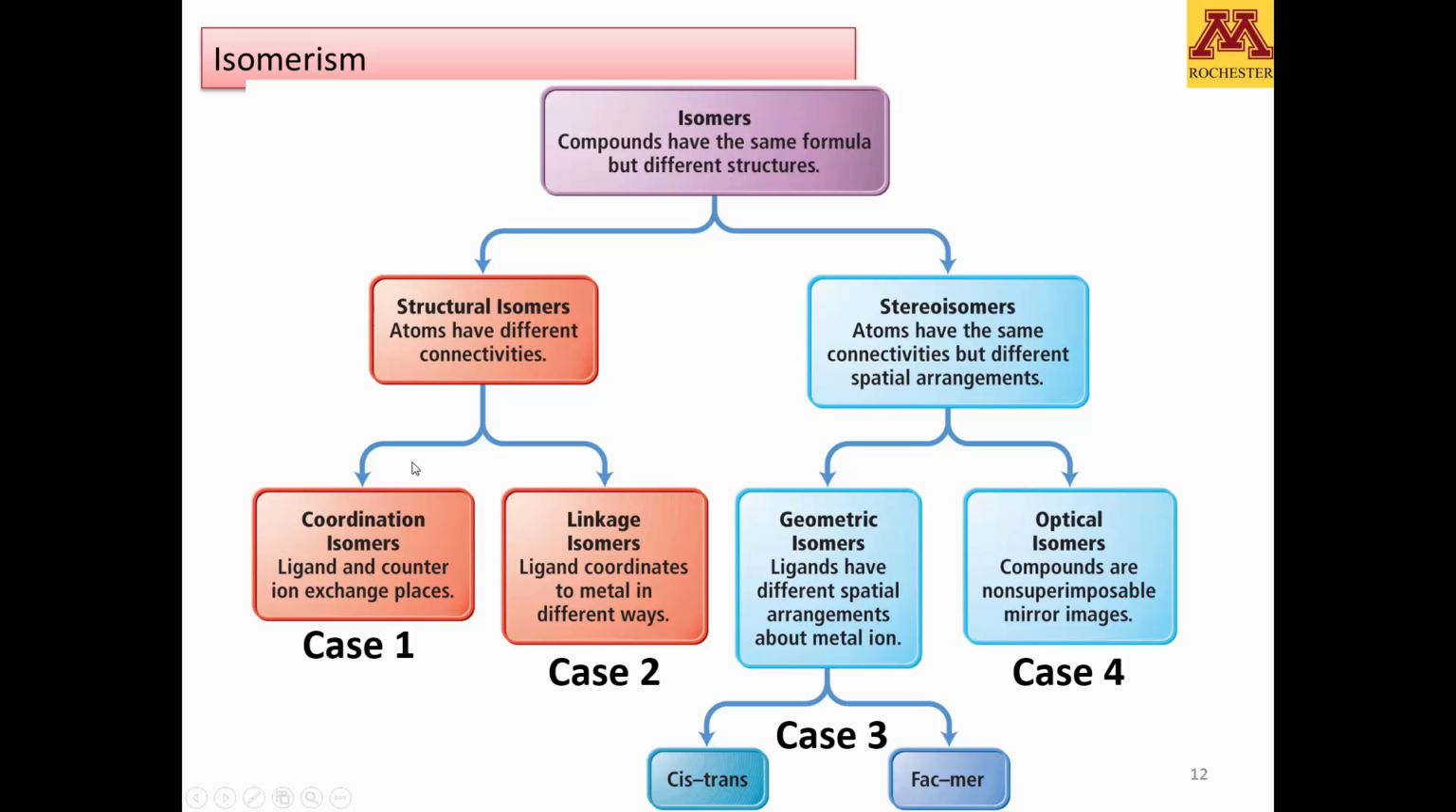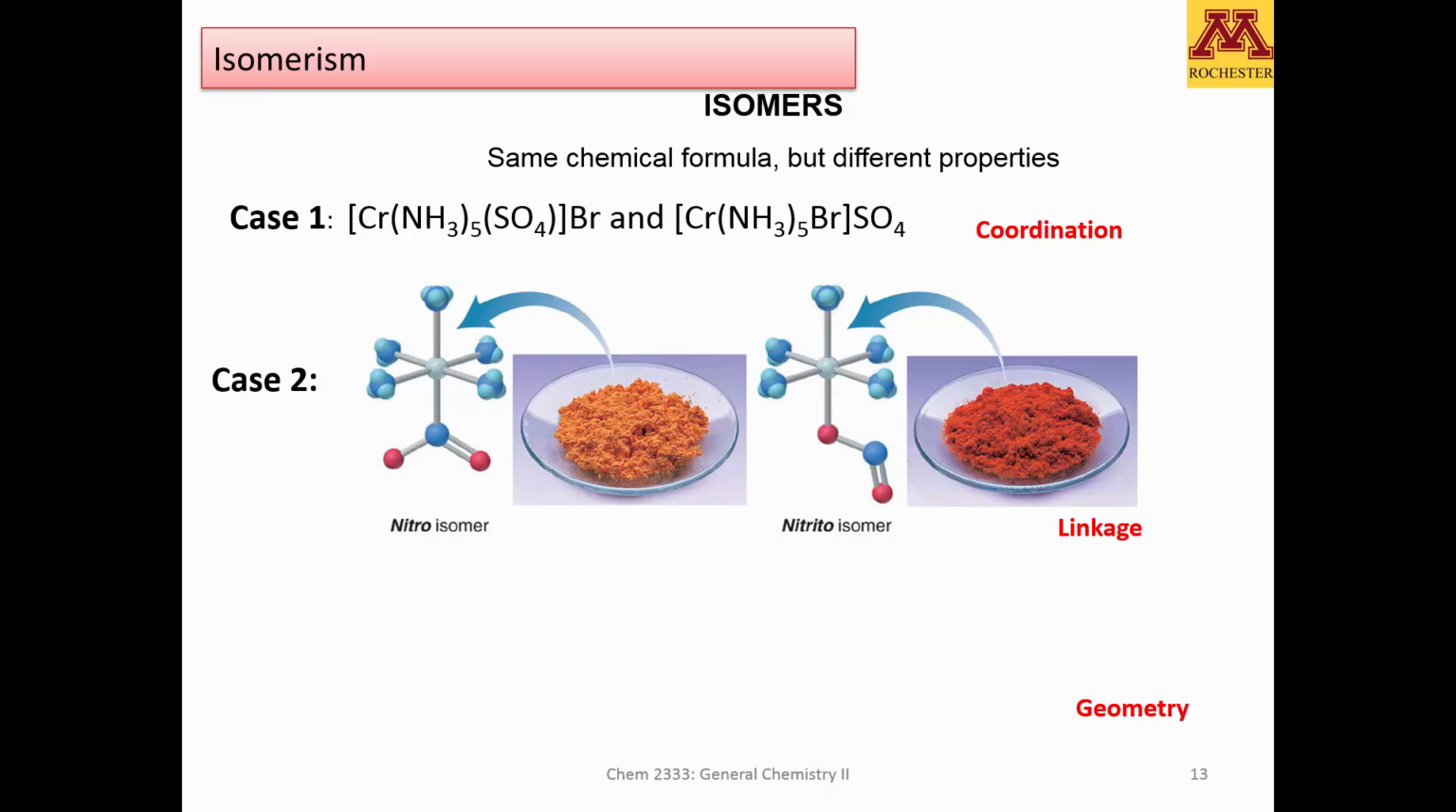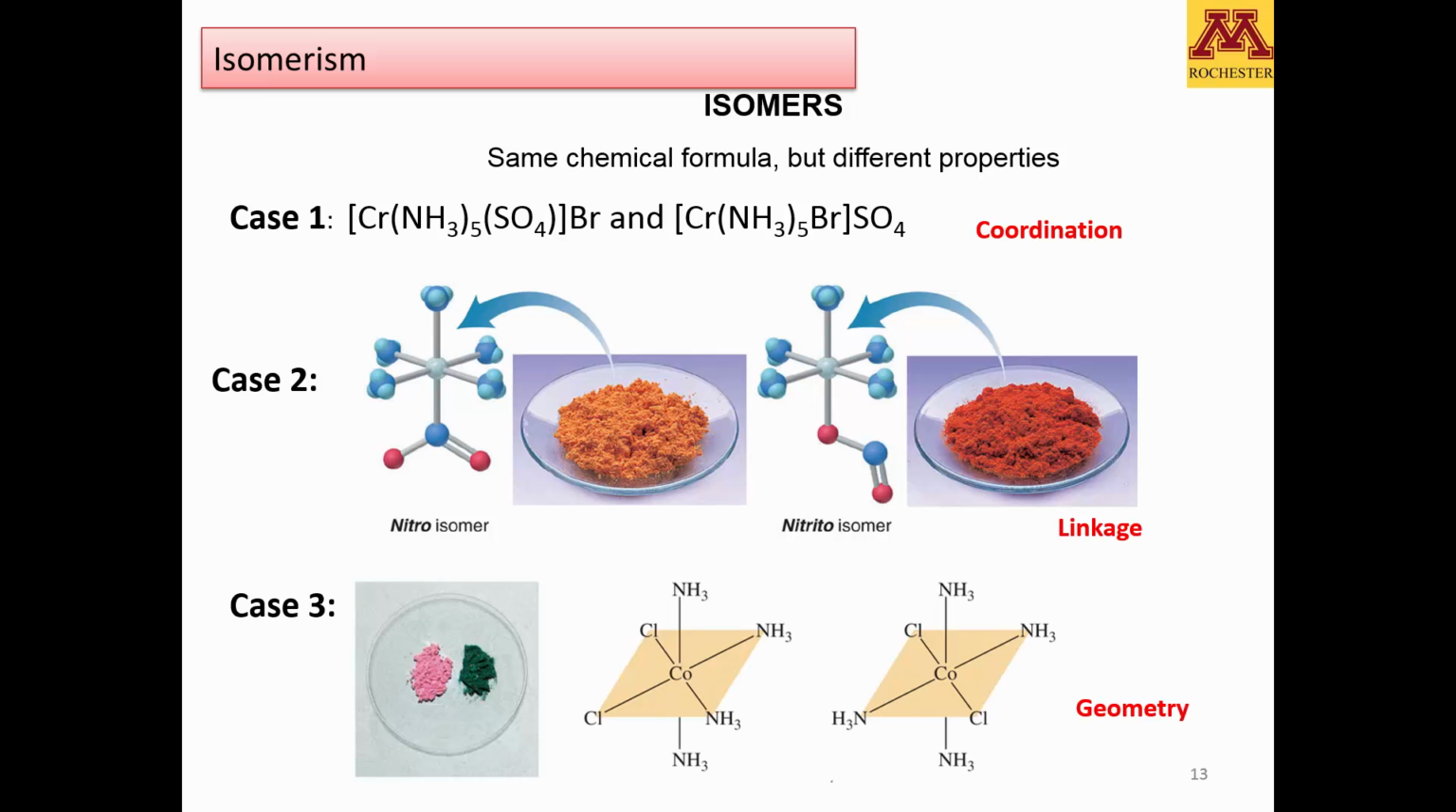So talking about isomerism, an isomer is when you have at least two compounds that have the same formula but different structures, and it can have a different structure depending on the connectivity, or the orientation in space, or where those different components of your formula exist. So there are 4 different cases of isomerism in metal complexes that we will study one by one. First, let's study the first 3, which are the easiest to understand.